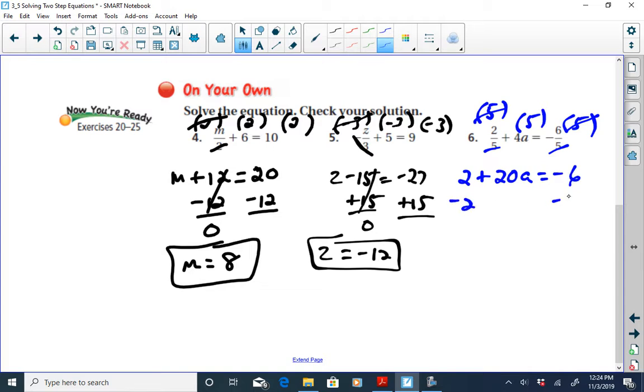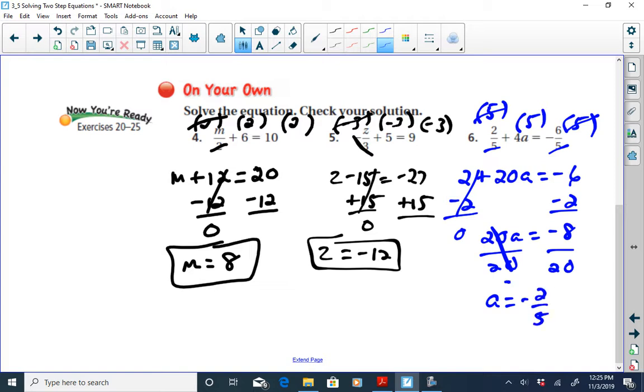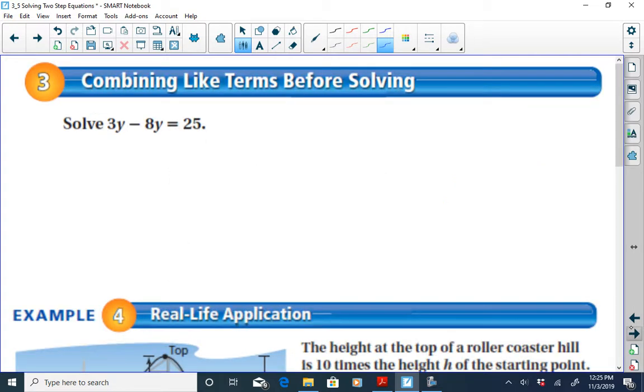Next, I'm going to subtract 2 from both sides of the equation. That's going to be 0. We're left with 20a is going to be equal to, that's negative 8. And then when we divide both sides of that equation by 20, they cancel. A is going to be equal to, what's that, negative 4 over 10, right, which would simplify to negative 2/5. All right? We'll do a couple more examples here.